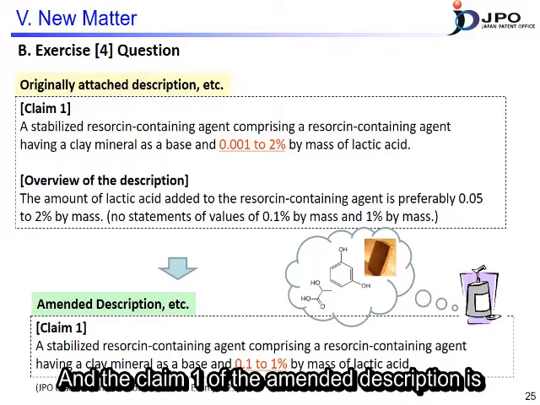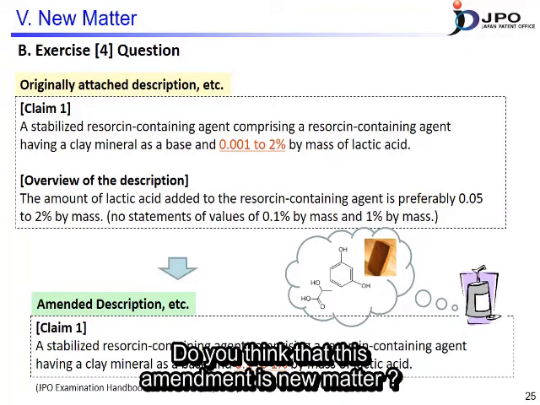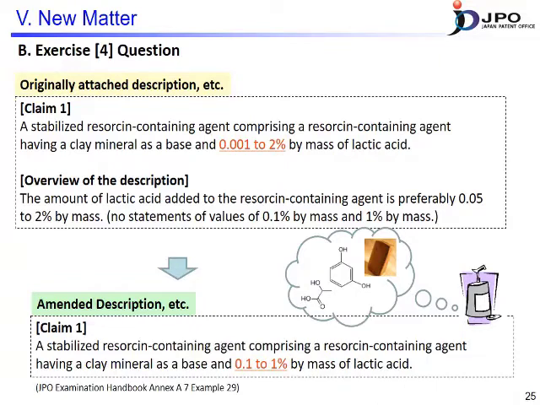And claim 1 of the amended description is a stabilized resorcinol containing agent comprising a resorcinol containing agent having a clay mineral as a base and 0.1 to 1% by mass of lactic acid. Do you think that this amendment is new matter?